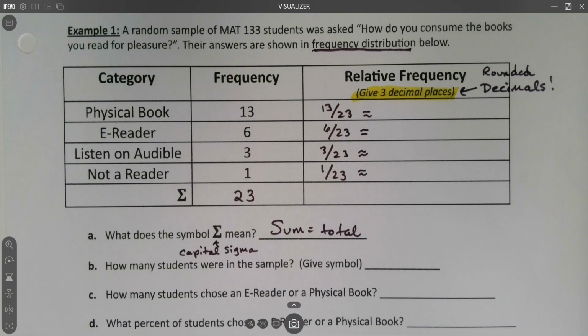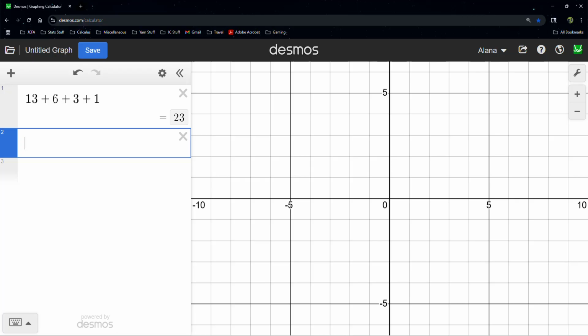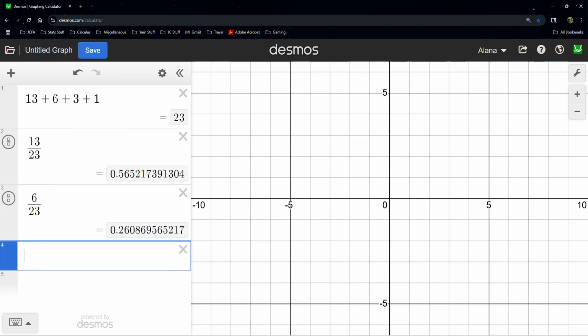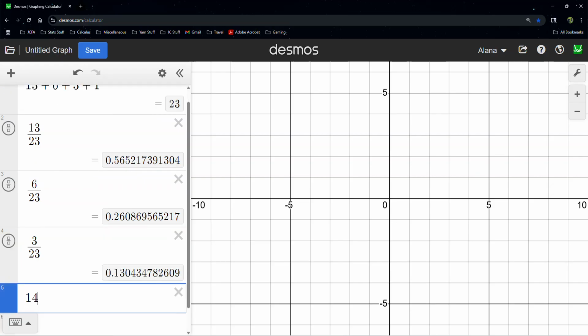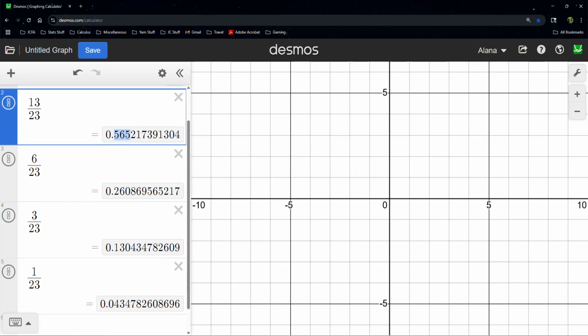Okay, so I will go grab Desmos, our calculator, and I'll ask it what 13 divided by 23 is, 6 divided by 23, 3 divided by 23, and 1 divided by 23. And I have all of those decimals. I will round them to 3 decimal places. So the first one would be 0.565, 0.565.